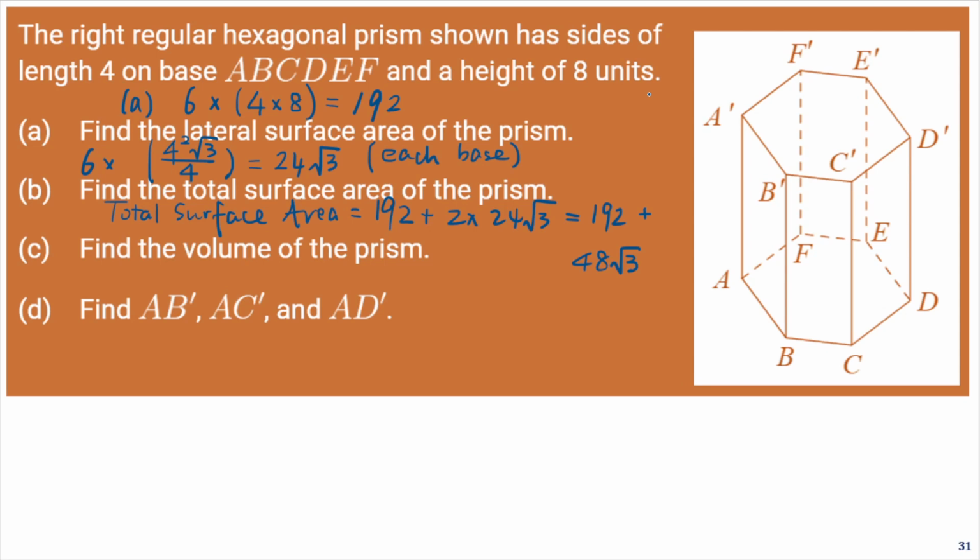Okay, question C. We have already done a hard part. The volume is just the area of a base times the height. So in question C, the volume of the prism is 8 times 24 square root 3, right? Which gives us the volume is 192 times square root 3. You get it?